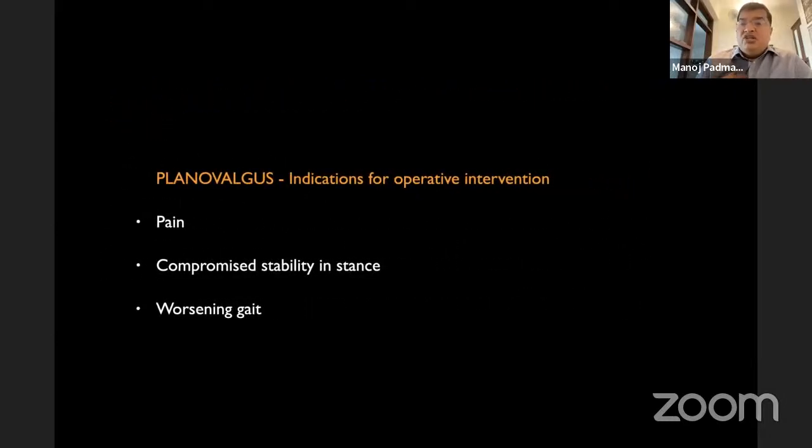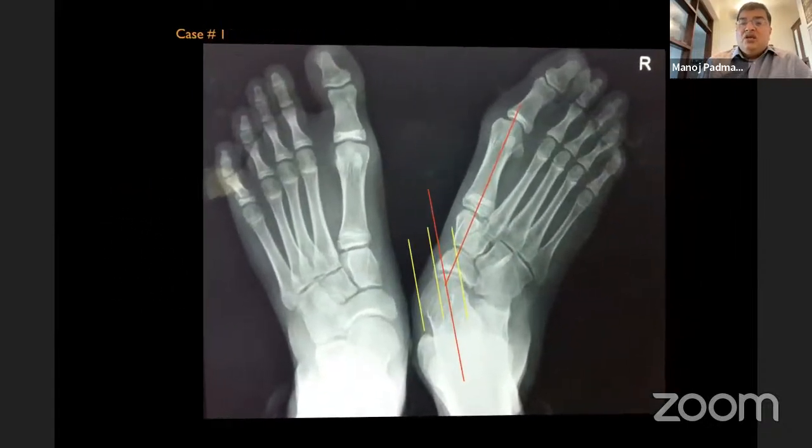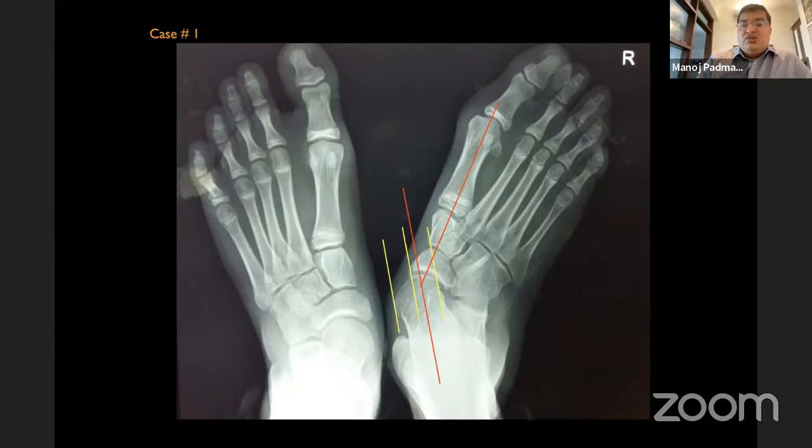In terms of operative intervention, the crux of the talk, you're looking at indications: pain, not so much the appearance of the foot, pain, especially under the uncovered talar head or the sinus tarsi, compromised stability in stance, which causes worsening of the gait. So here is a case, I'll illustrate this with a case. So you have a clear picture again, right side foot deformity. I chose a specific case because you can see the difference between the right and the left. The right side is much more severely affected.